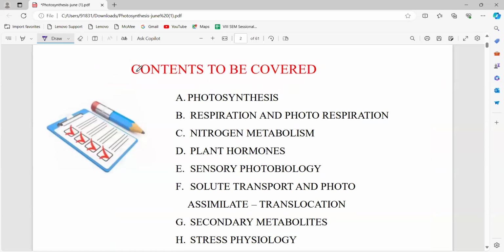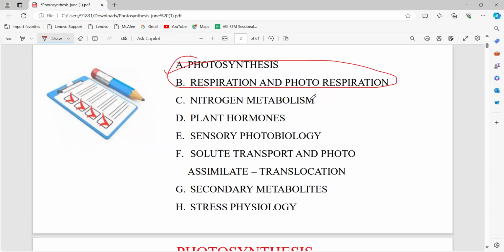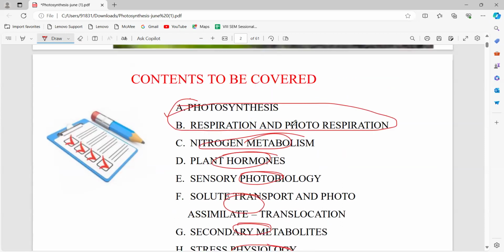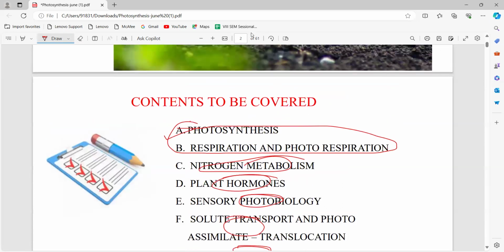Now, what are the various types of subunits that we have to cover here? Photosynthesis, in that only respiration and photorespiration will come, nitrogen metabolism, plant hormones, transport in plants, sensory photobiology, secondary metabolites, and stress physiology.